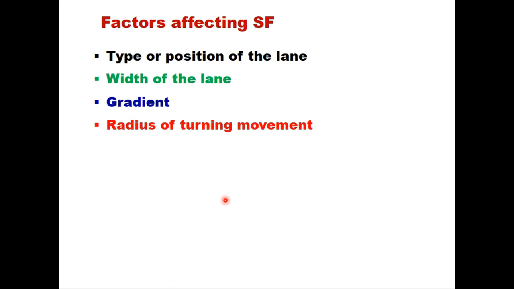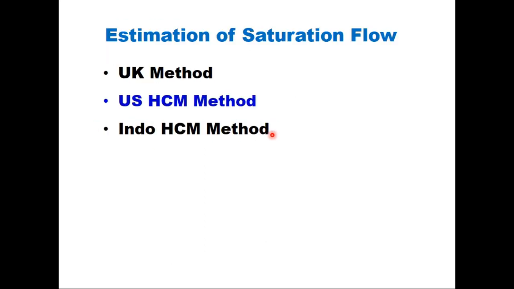And factors which affect saturation flow are generally four: type or position of the lane, whether it is a near side lane or non-near side lane. Type basically means whether it is exclusive lane or non-exclusive lane. Then width of the lane, the gradient in the approach, and radius of turning movement for left turners and right turners. There are three methods generally used for estimation of saturation flow: UK method, US Highway Capacity Manual method, and Indo Highway Capacity Manual method. I will explain these three methods in this presentation.